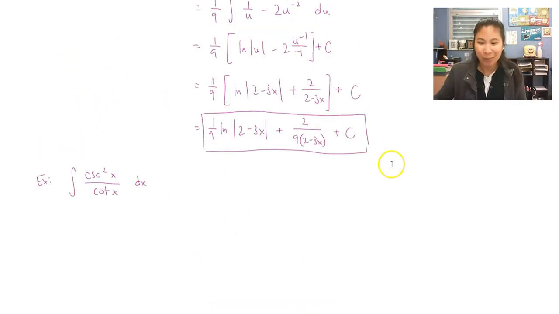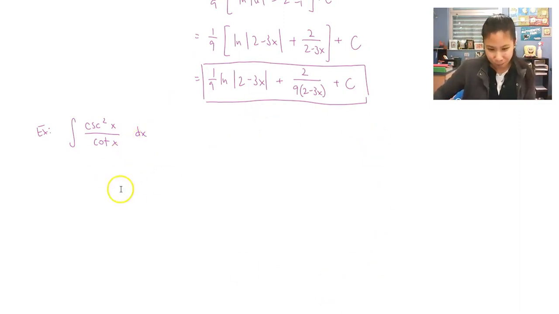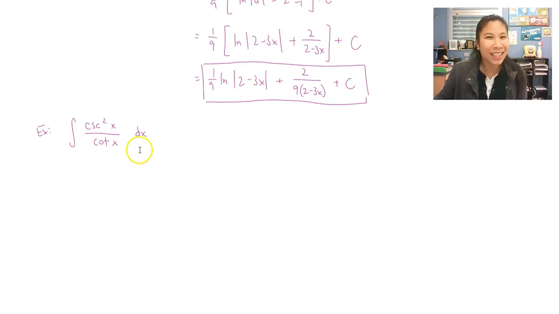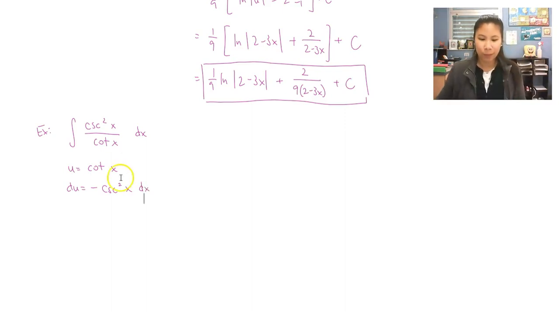All right, with my next example, I want to do some with trig. So here we go. I have fractions, so great. I know I'm going to need to use u sub. For here, because I know my derivatives, I want to use u as cotangent x, because the derivative of cotangent x is negative cosecant squared x. Okay, so when you know your derivatives, that's when it's a lot easier to recognize what to use for u.